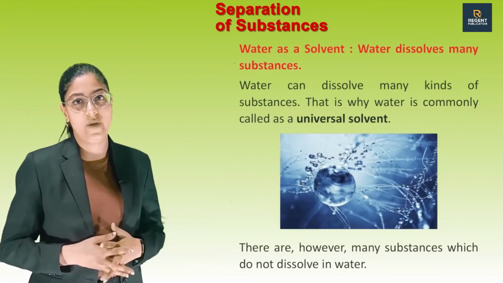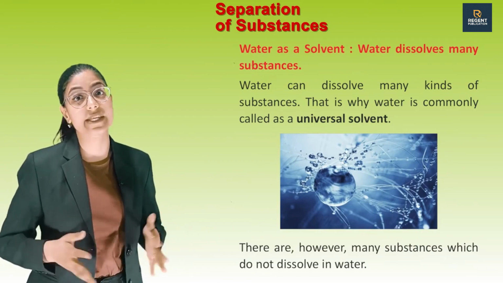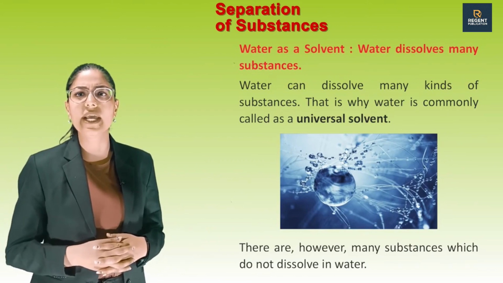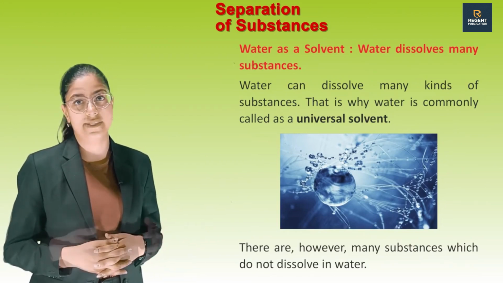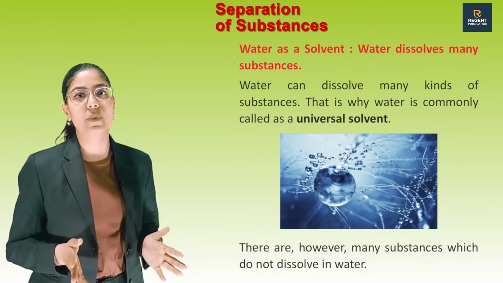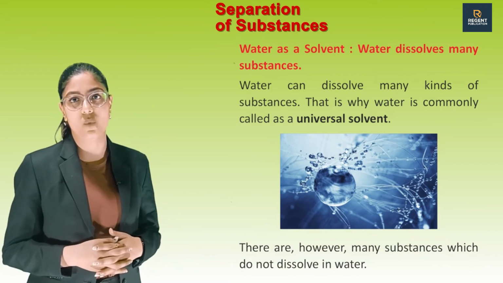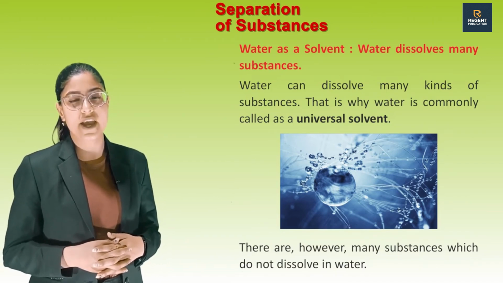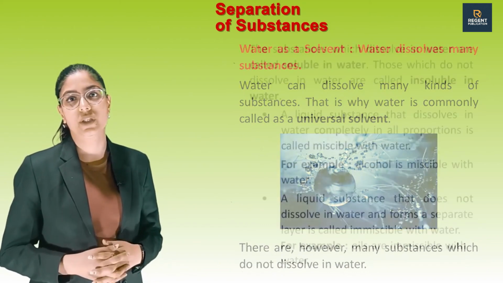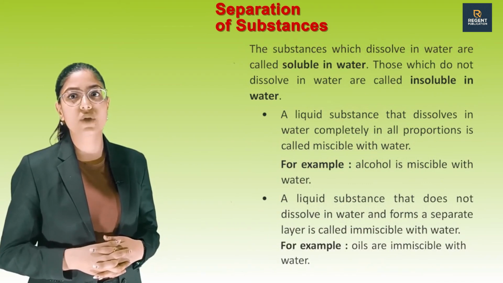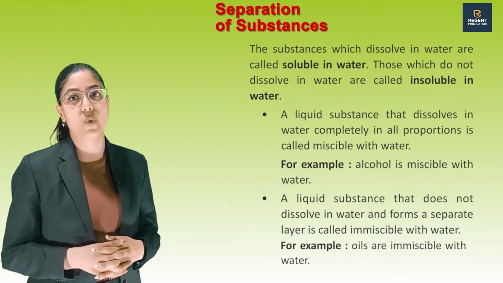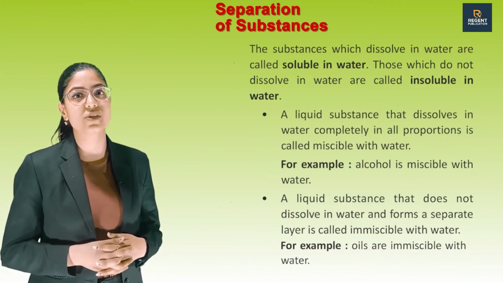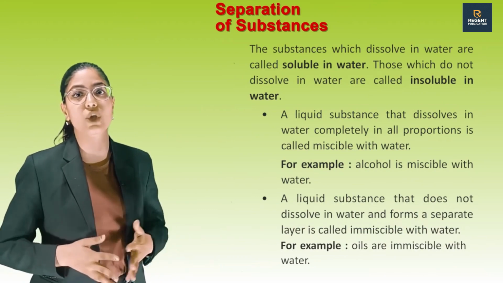Water as a solvent. Water dissolves many substances. Water can dissolve many kinds of substances. That is why water is commonly called a universal solvent. There are, however, many substances which do not dissolve in water. The substances which dissolve in water are called soluble in water. Those which do not dissolve in water are called insoluble in water.